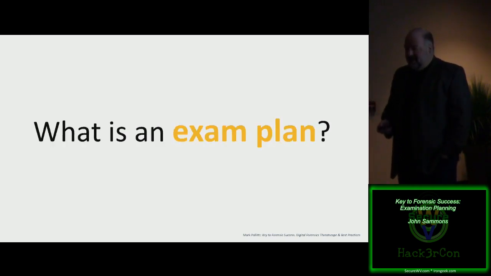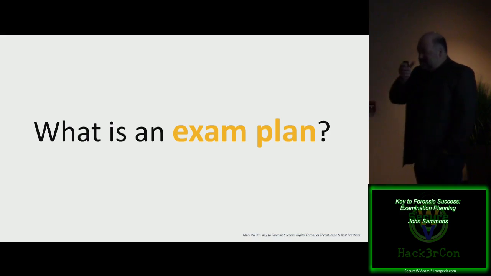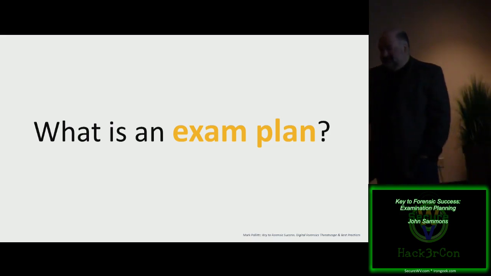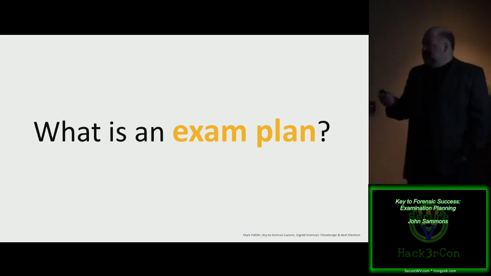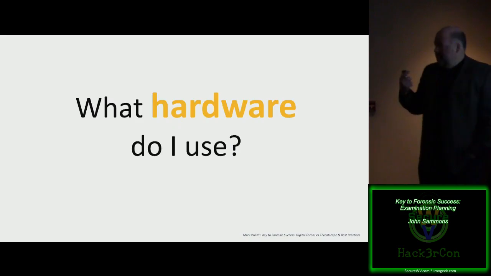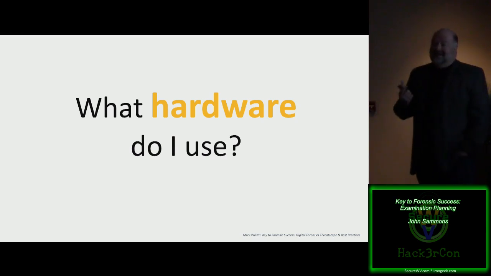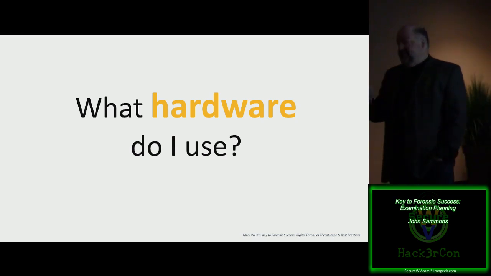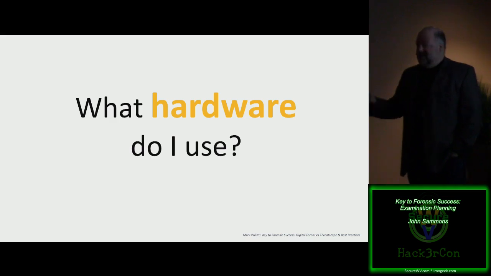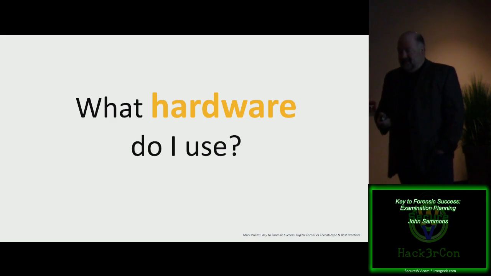So let's talk about what exactly an examination plan is. What does that look like? What this examination plan is going to do for us is give us a way to approach this particular case, this particular piece of evidence, given the facts and circumstances. First thing it's going to tell us is what kind of hardware I am going to use. Different kinds of technology may require different hardware. Let's say, for example, a regular desktop computer versus a mobile device. You may have to use Cellebrite versus FTK, for example. You may have to have certain hardware.